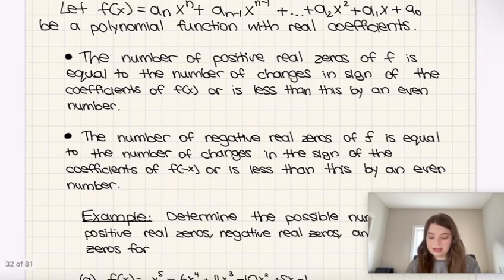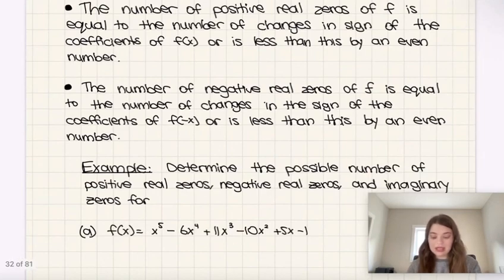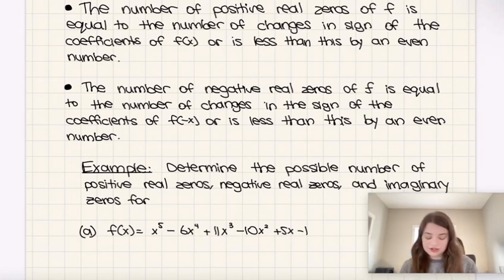The number of positive real zeros of f is equal to the number of changes in sign of the coefficients of f of x, or is less than this by some even number. Also, the number of negative real zeros of f is equal to the number of changes in sign of the coefficients of f of negative x, or is less than this by an even number.